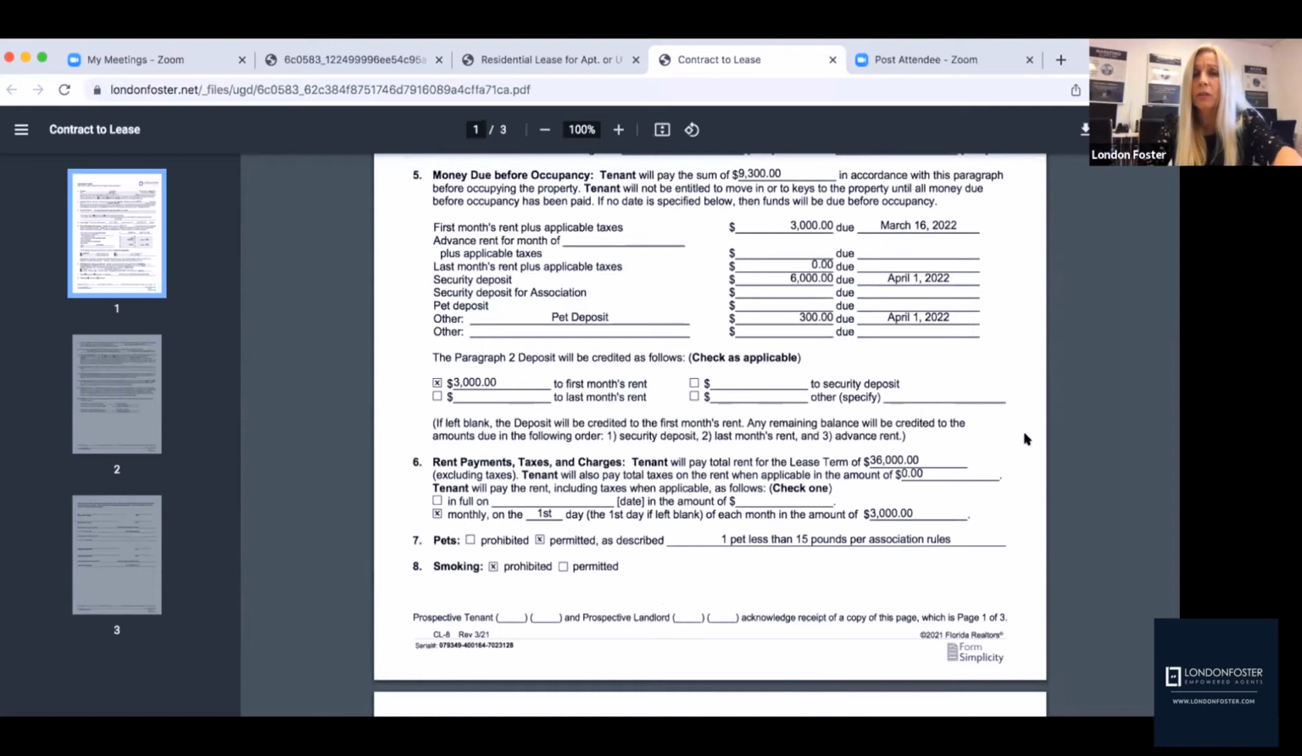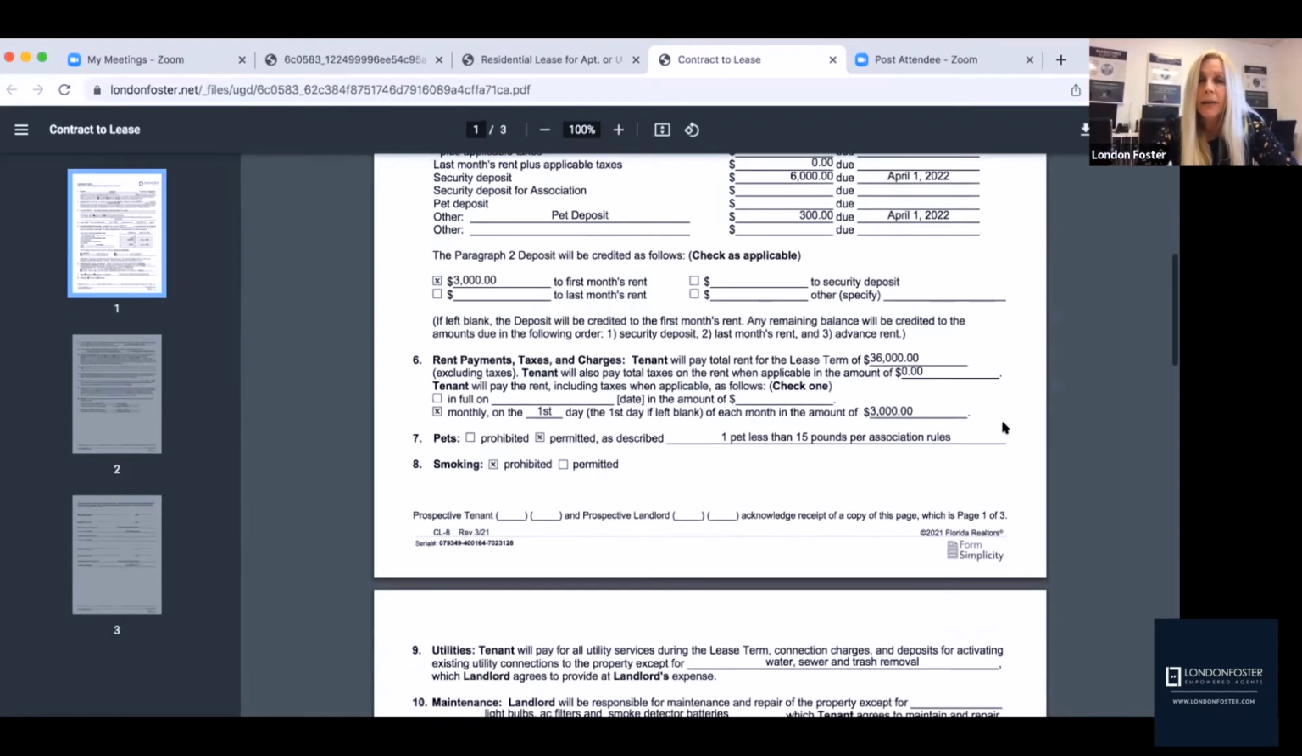So the paragraph 2 deposit, refer back to paragraph 2. In this example, I collected $3,000, which is the first month's rent, and that's where it goes, and that's what it's for. If you collect up front for a deposit, again in section 2, then you would put it over here under security deposit or any other fee that you might collect. But anyway, you want to put the first month's rent here and refer back to it; it should be the same amount that is in paragraph 2, not in paragraph 5. So I just wanted to clear that up.